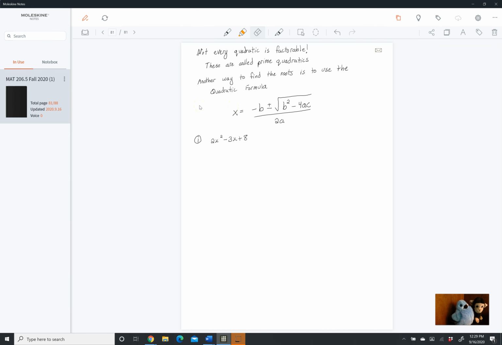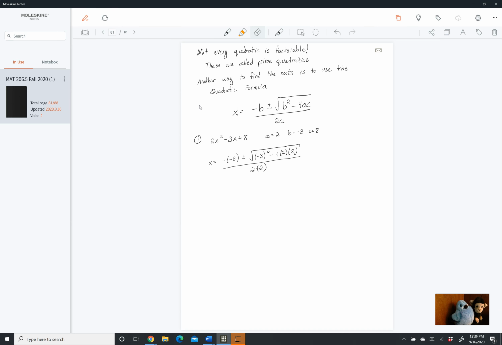So the first thing that you're going to do is you're going to identify your a, your b, and your c. So a is 2, b is negative 3, c is 8. That's a plug and chug. X equals negative of negative 3 plus or minus the square root of negative 3 squared minus 4 times a times c. And then this whole thing, the entire thing, is over 2 times a.